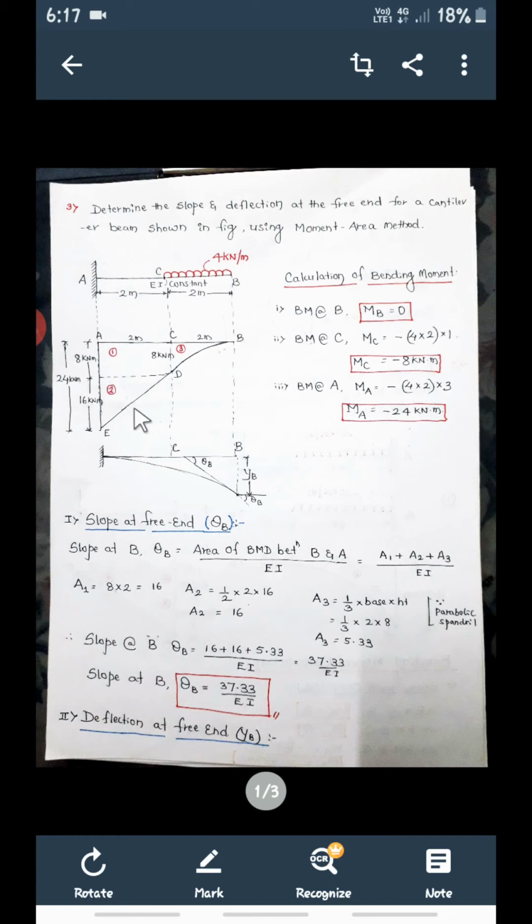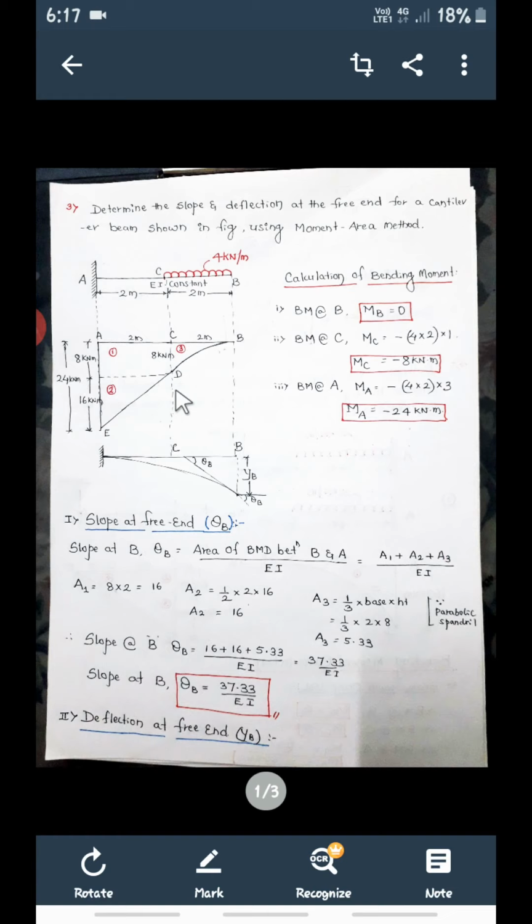Now join this, from A to C. From here to here there is no load, so join with a straight line. Then in between C and B, there is a UDL, so this will be curved. This is a parabolic curve. So this is a straight line, then it is curved because the UDL is there. So this is the bending moment diagram.